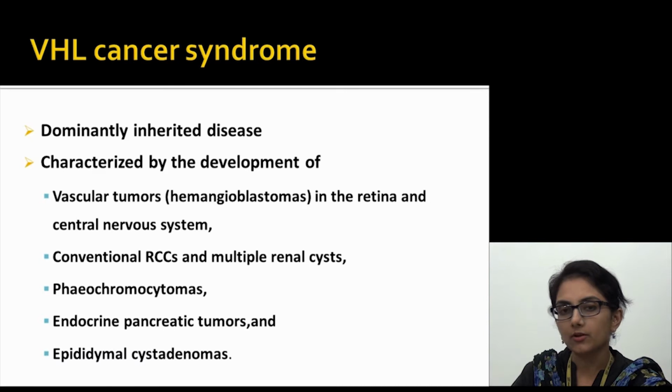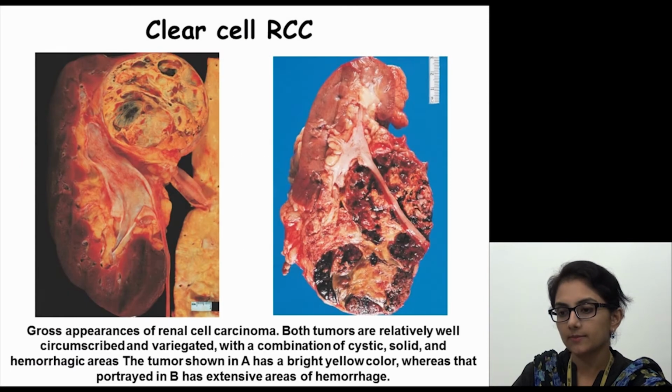Now we move on to the gross appearance of clear cell RCC. You can see that the poles tend to be more commonly involved. Here we have a tumor in the upper pole on the left and a tumor in the lower pole on the right. Both these tumors are relatively well circumscribed, and they have a cut surface which is classically described as variegated, as they have different types of areas on the cut surface.